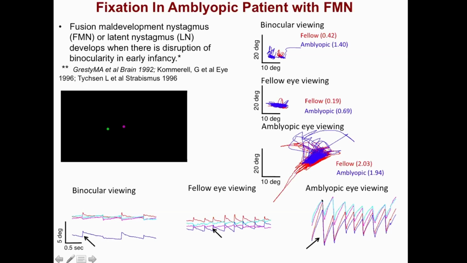Another key feature of FMN is the slow phase, which is the pathologic phase of the nystagmus. It's always directed towards the nose. So when the fellow eye is viewing, compared to the amblyopic eye viewing, there's a reversal in the direction of the nystagmus, which is the hallmark of FMN.